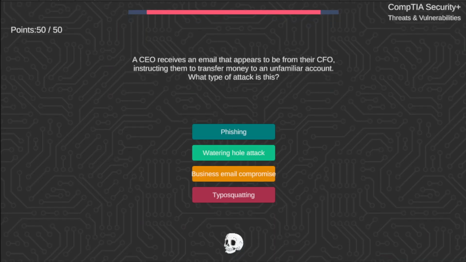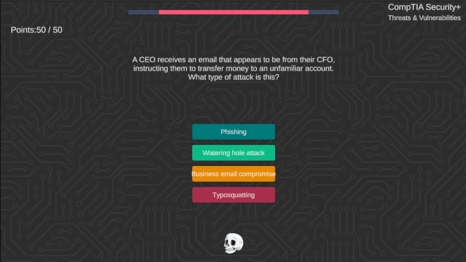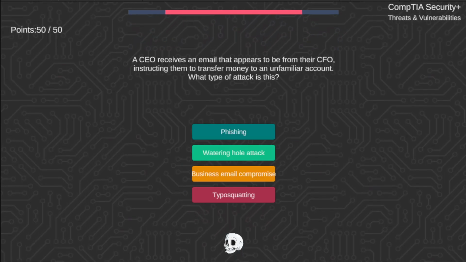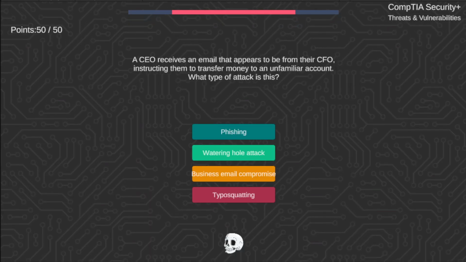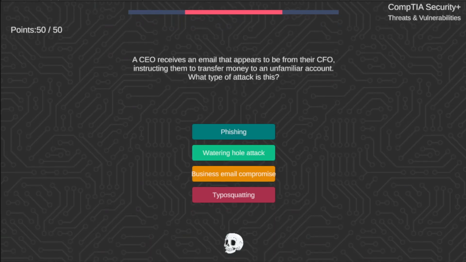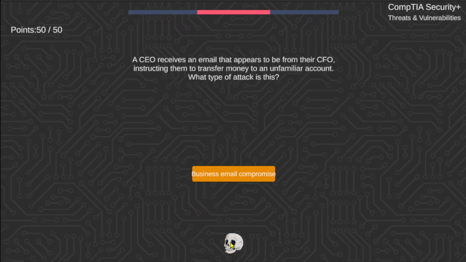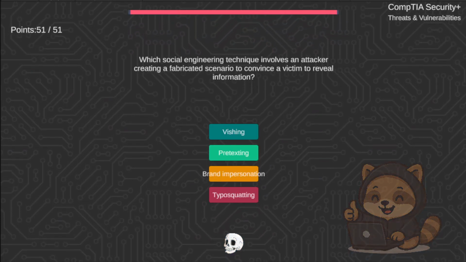money to an unfamiliar account. What type of attack is this? Phishing, watering hole attack, business email compromise, or typo squatting? An email that appears to be from their CFO, instructing them to transfer money to an unfamiliar account. Correct answer is business email compromise.